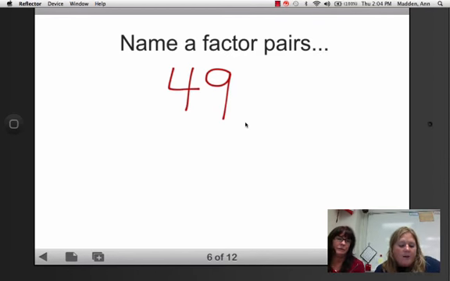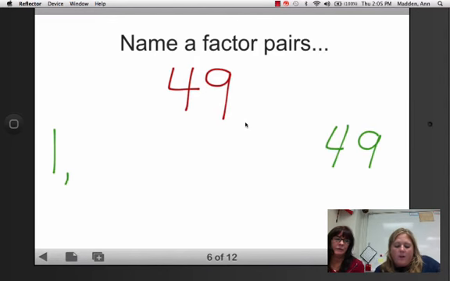Name the factor pairs. Mrs. Lamore always said it's 1 and that number, so 1 times 49. 2, is this 49 an even number? It is not. 3, the sum of the digits is divisible by 3. 4 plus 9 is 13. 13 is not divisible by 3.